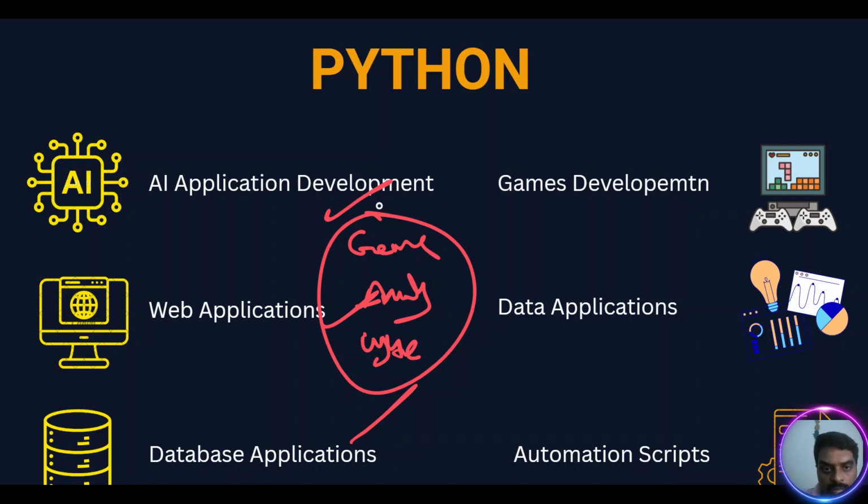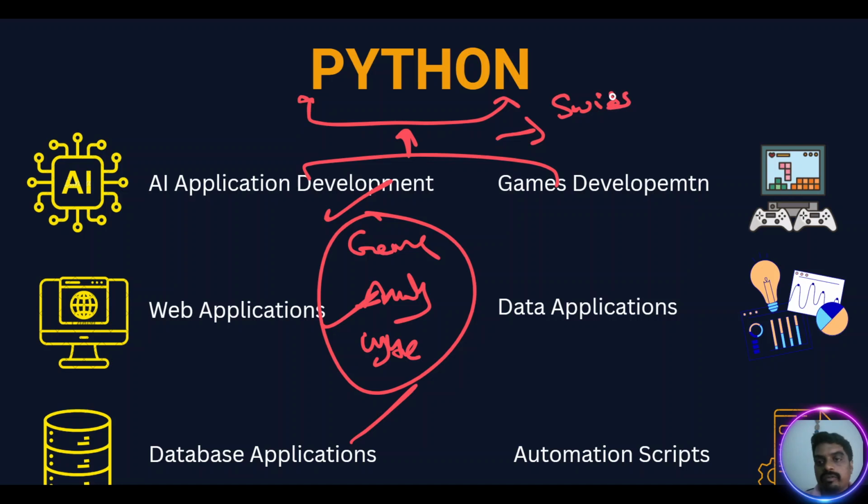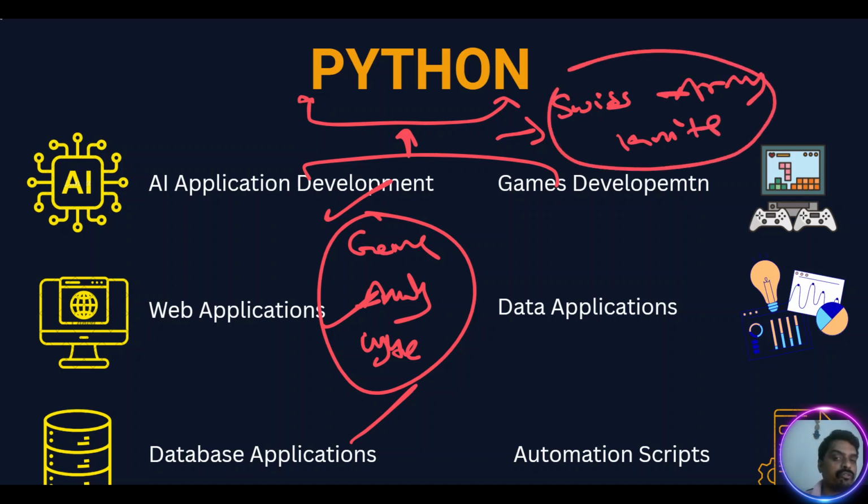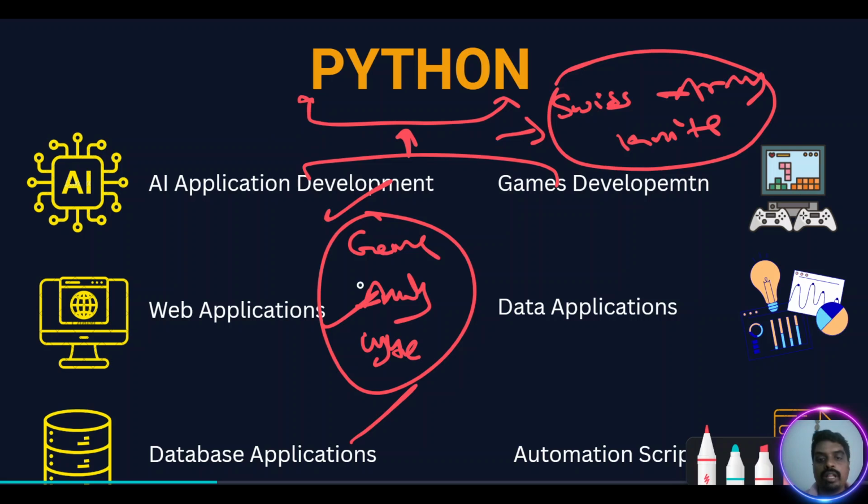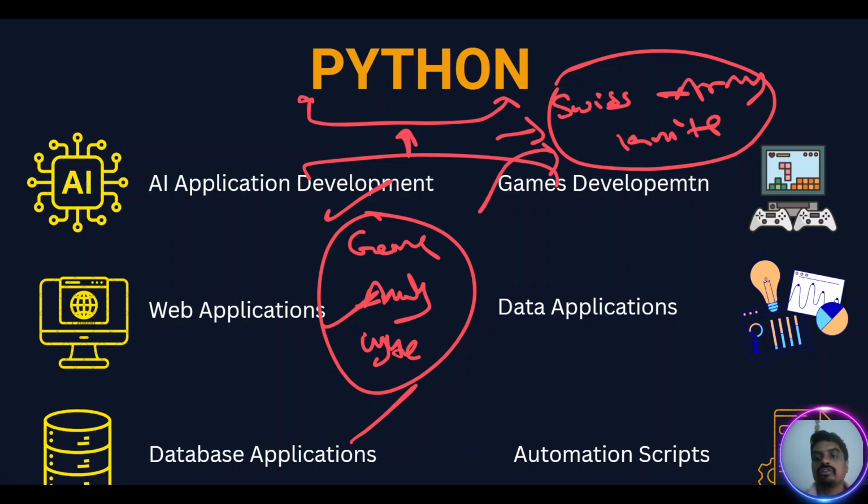Since we can work on all these projects with one programming language, Python is generally treated as a Swiss Army knife. I think it is a French word. It generally refers to one tool for multiple purposes. Here also, Python is a single language with which we can develop all these applications, so it is treated as a Swiss Army knife.